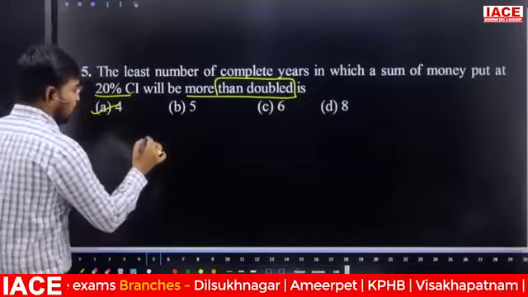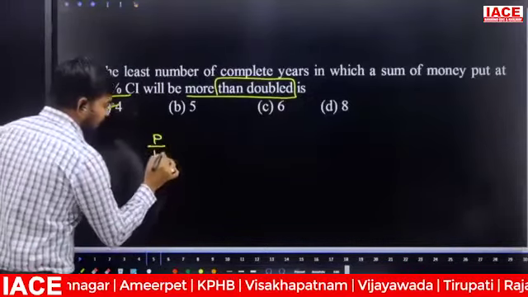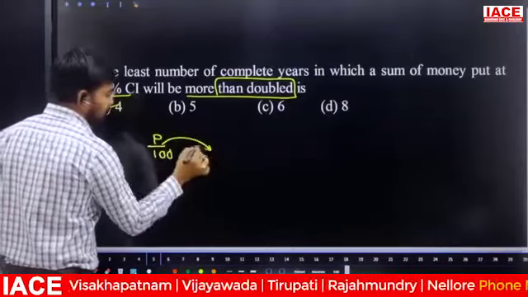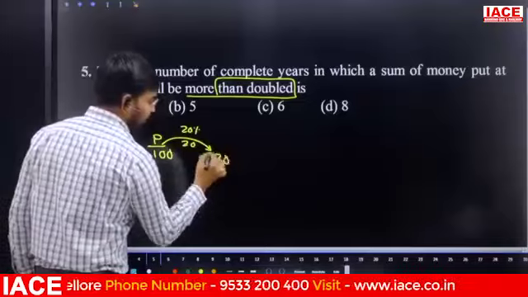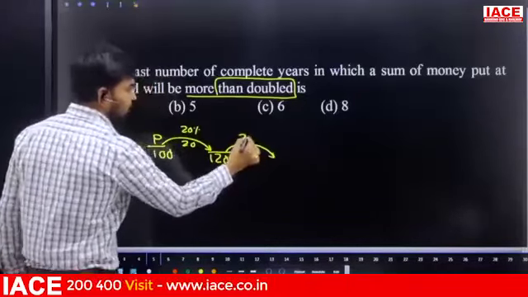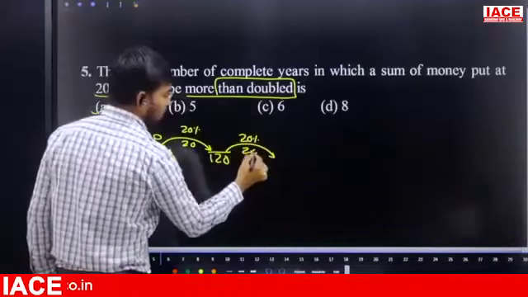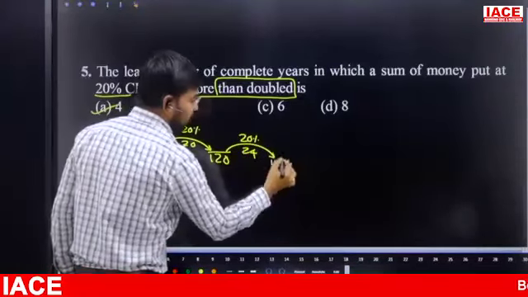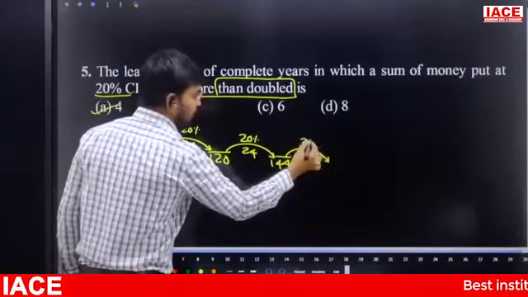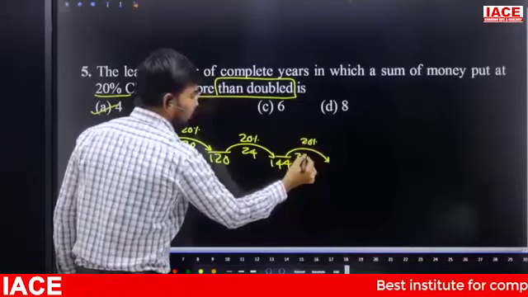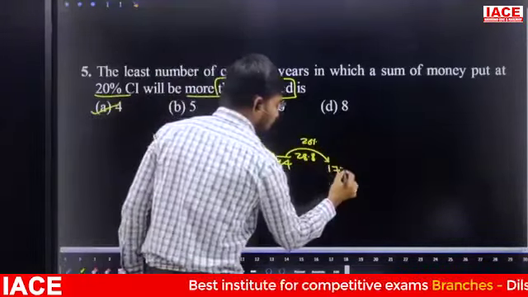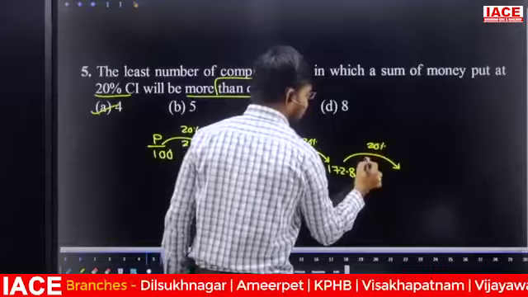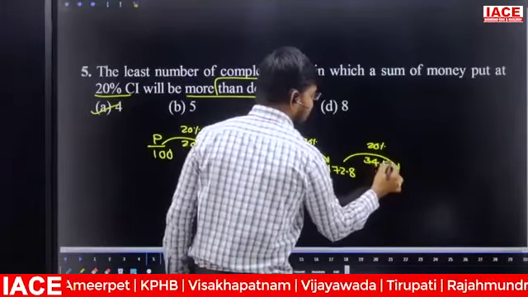So here, assume the principal as 100. Rate of interest is 20%. 20% of 100 is 20, so it becomes 120. Again 20% of 120 is 24, so it becomes 144. Again 20% of 144 is 28.8, so it becomes 172.8. Again 20% of 172.8 is 34.56. Look at me, all of you.